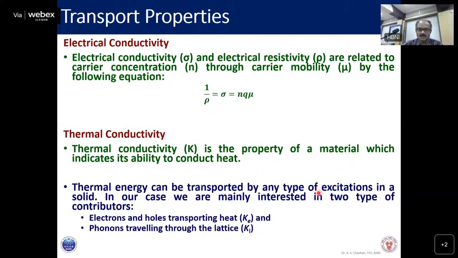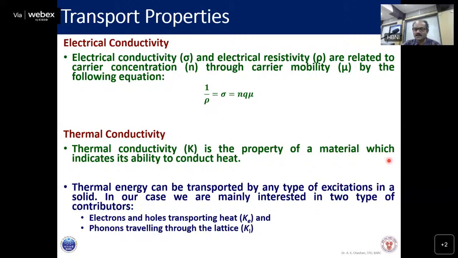Thermal conductivity is the property of a material which indicates its ability to conduct heat. Electrical conductivity is the ability to conduct electricity. Similarly, thermal conductivity is a material property which shows how well this material is able to conduct heat from one place to another. And in what way can any material transport heat? For electrical conduction, it can be done only through electrons and holes, that is, the movement of electrons and holes or charge carriers.